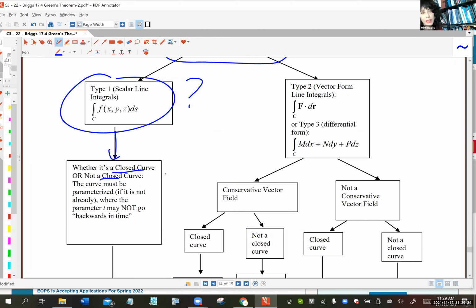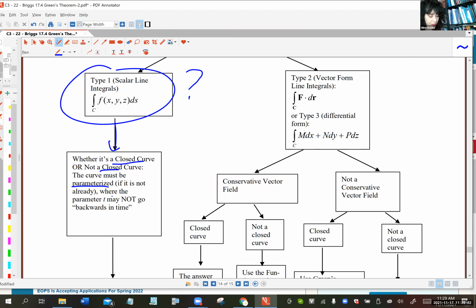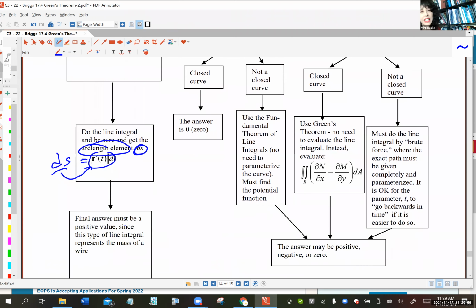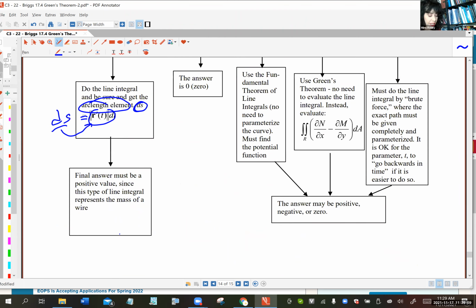You have to go do the line integral using brute force. And the curve has to be parameterized if it isn't already. If you're lucky, they already parameterize it for you. And then please remember the ds. The ds here is the arc length element. Arc length element, very important you know that. And that's the magnitude of the velocity vector. That has to get involved when you do a scalar line integral. And your final answer is traditionally positive because it's supposed to represent mass. I've seen some textbooks where you do a scalar line integral, they'll have a homework problem where you get a 0. I'm like, no, I'm not okay with that. You shouldn't.